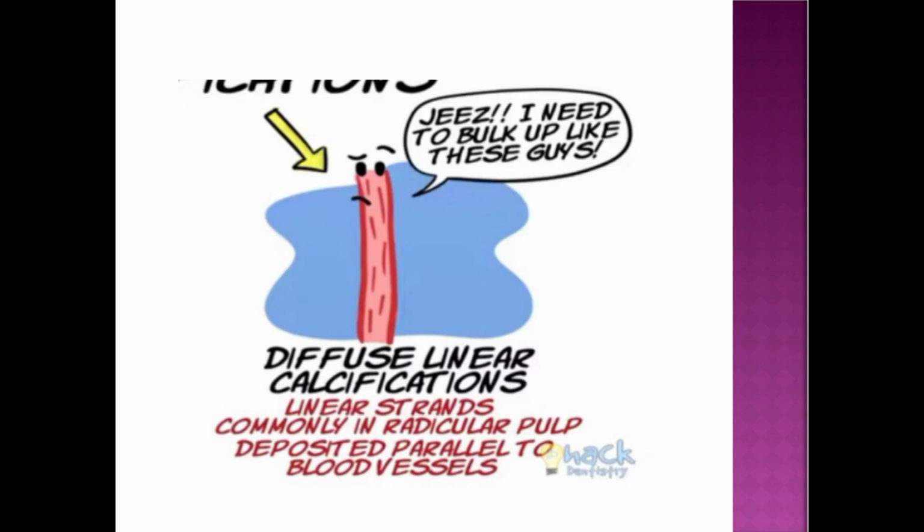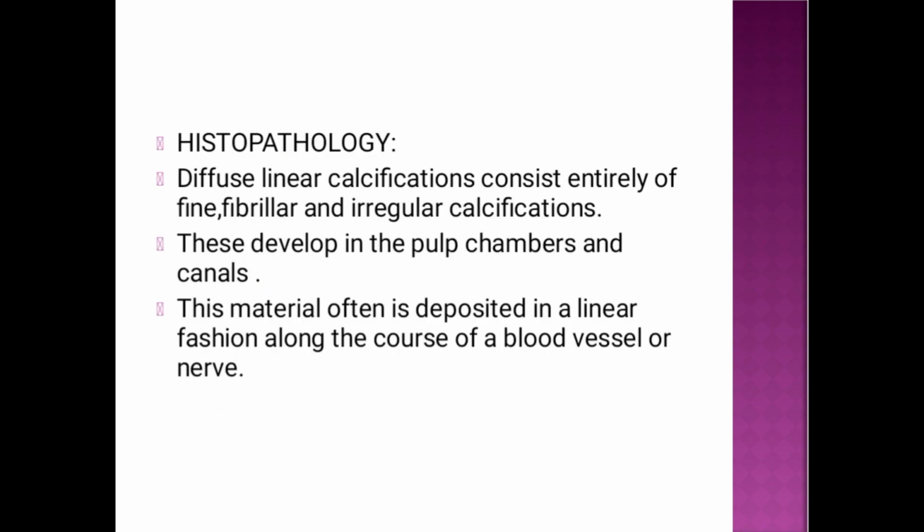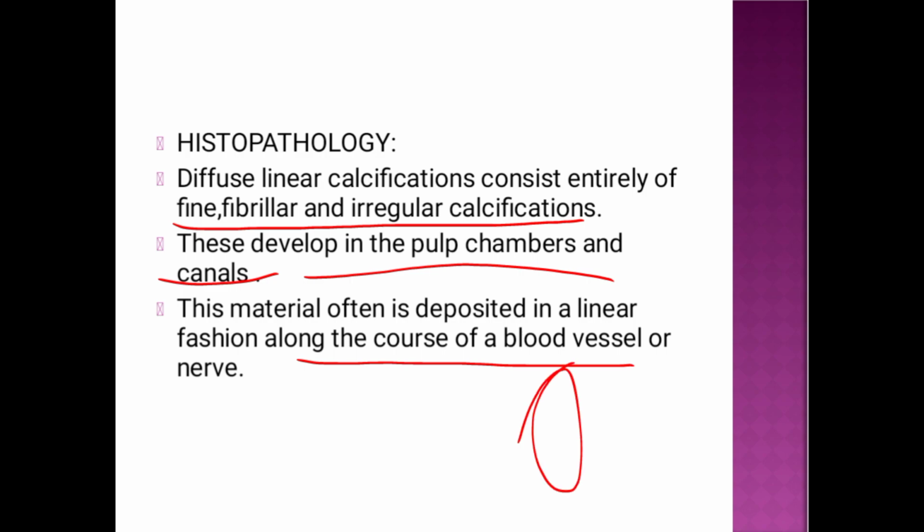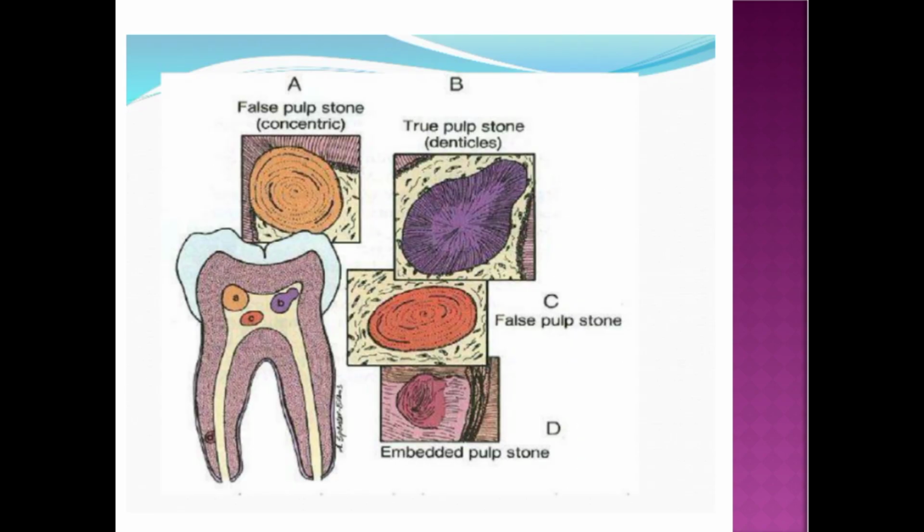Basically, as you can see, there is diffuse linear calcification, commonly in the radicular pulp, demonstrated parallel to the blood vessels. In histopathology you have diffuse linear calcification made up entirely of fine fibrillar irregular calcification. They develop in the pulp chambers or canals. This material is often deposited in a linear fashion along the course of blood vessels, like collagen fibers. You can see a false pulp stone, which has concentrated calcification, and a true pulp stone, which has dentinal tubules and odontoblasts.